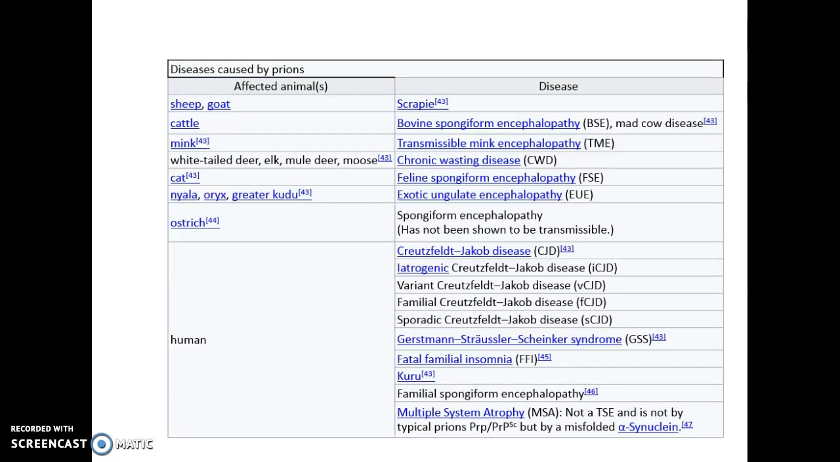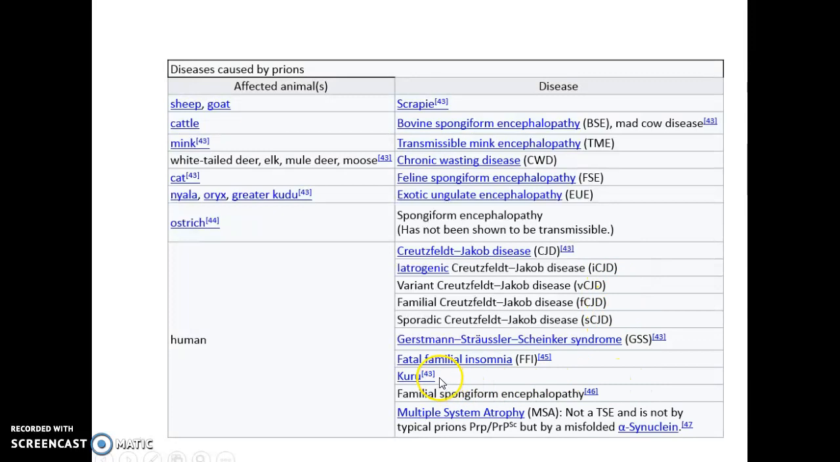Alright, other animals can develop this encephalopathy. It's interesting that the ostrich can be affected as well. But then looking down to humans, there are quite a few different diseases. There's Creutzfeldt-Jakob disease, and then different varieties of that.